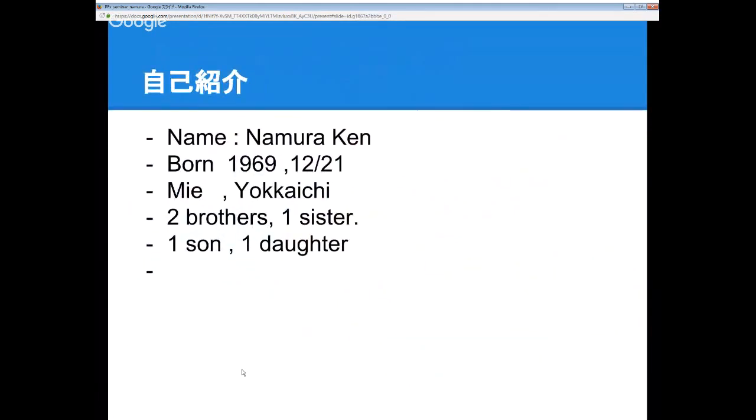Okay, my name is Ken Amura, and I was born in December 1969. So I'm almost 47 years old. I was born in Mie Prefecture, Yokkaichi, maybe. You know Yokkaichi? Okay, so next slide, I will show you the place of Yokkaichi.